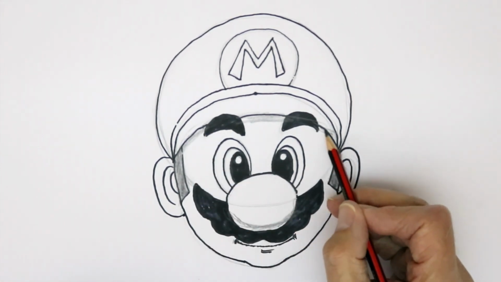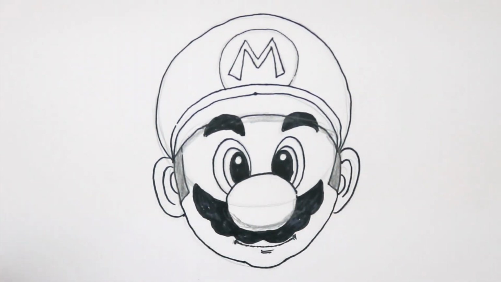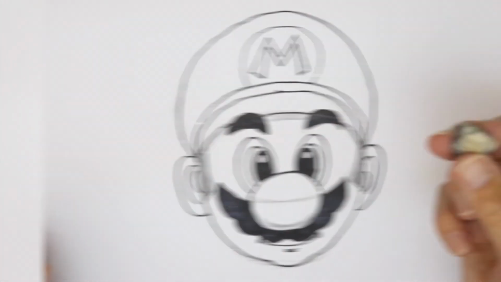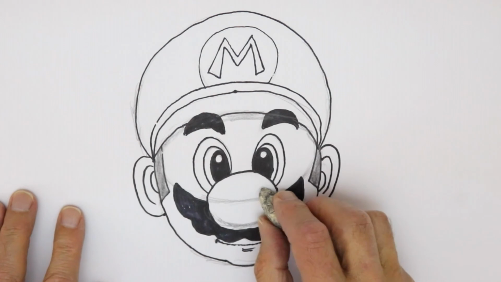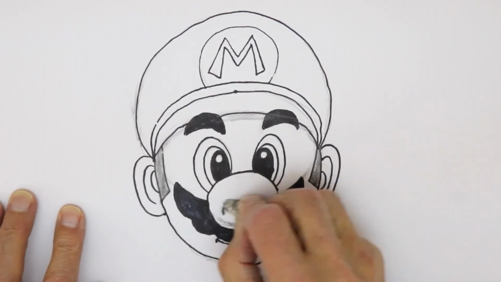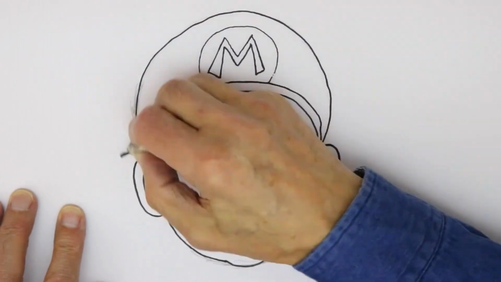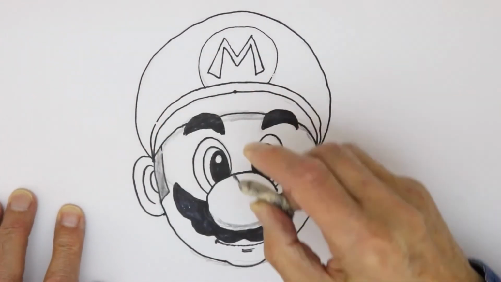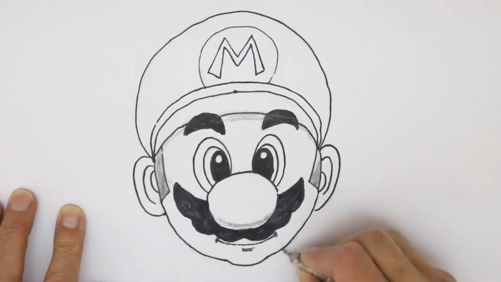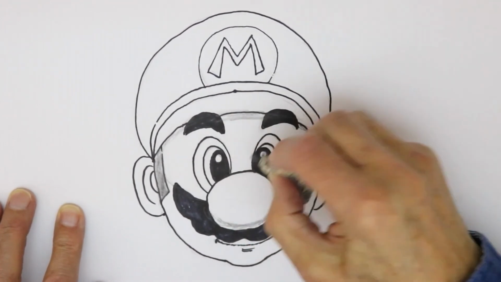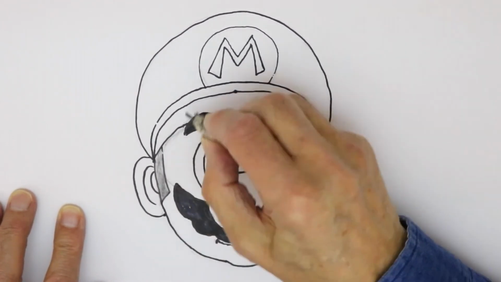Right. Now I'm going to get my rubber and I'm going to rub out some of these guidelines. So I'll see you in a second. Okay, I've got my butter rubber now and I'll rub out some of these guidelines to give a clearer picture of the wee chap. There we go. Take that out there. Excellent. There we have Super Mario.